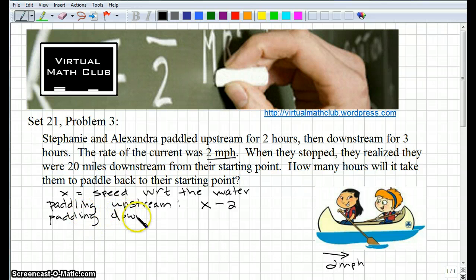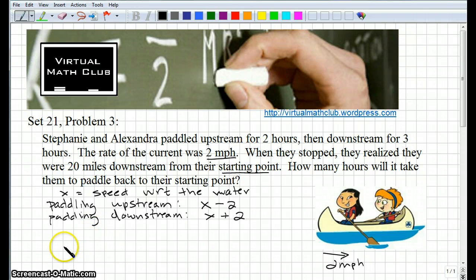Okay, so paddling upstream, their speed will be x minus 2, and paddling downstream, okay, their speed is going to be increased by the speed of the water, because they're pushing with the paddles, but also the water is just naturally flowing in that direction, so it's going to help push them along. So their speed is going to be x plus 2 with respect to the land. All right, and we're interested in their position and their speed with respect to the land because we want to get them back to a point on land where they started. So let's work with that.